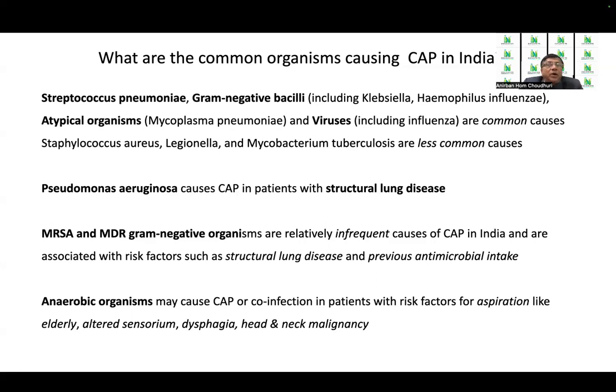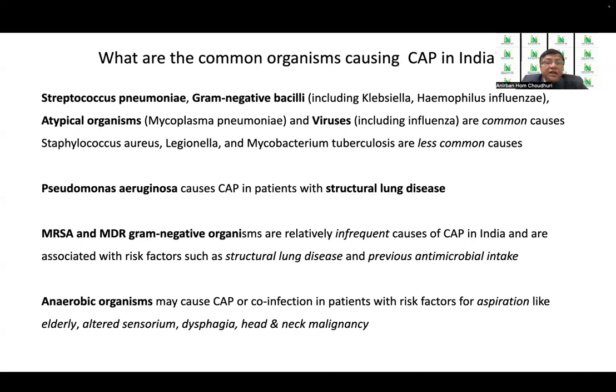Structural lung diseases are the ones where there is some abnormality in the anatomy of the lungs. For example, in emphysema, in bronchiectasis, in COPD, but not in bronchial asthma, because in bronchial asthma the problem is only hyper-responsiveness of the smooth muscle. So that is not a structural lung disease. So Pseudomonas aeruginosa causes CAP in patients with structural lung disease.